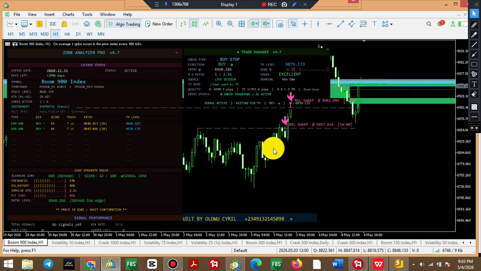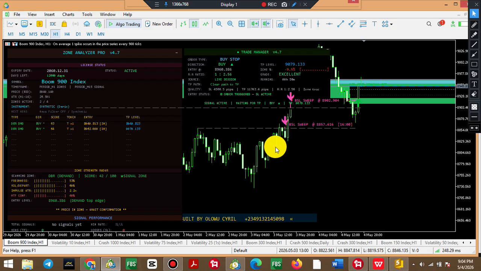So that being said, if you notice anything, don't hesitate to message me. It works on synthetic and any other asset, as long as it's on MT5. It will definitely give you good results.